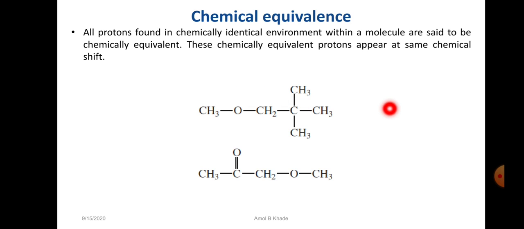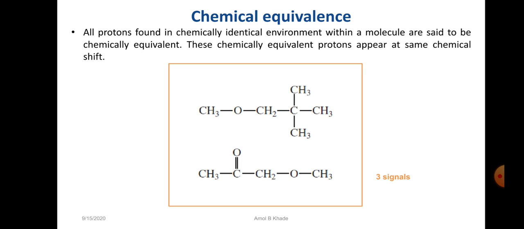Okay, now look at the other compound, CH3OCH2COCH3. So this CH3 has a keto group here, whereas this CH3 has the ether linkage here. So this CH3 is in a different environment than this, so they will be giving two different signals, and this CH2 is totally different. So again here I am expecting three signals for this particular compound. So this is what is called chemically equivalent protons, or chemical equivalence, and this chemical equivalence information can be obtained by recording an NMR spectra.